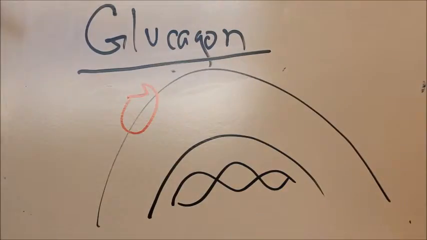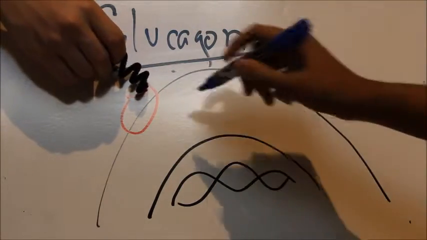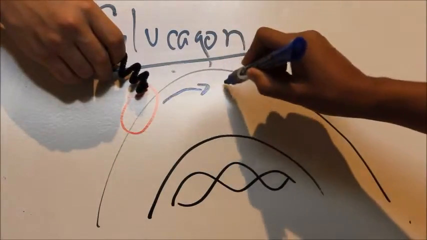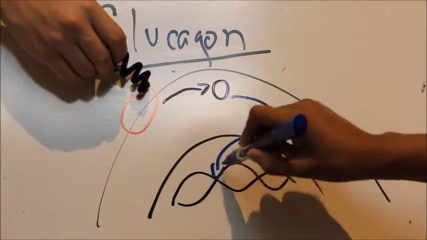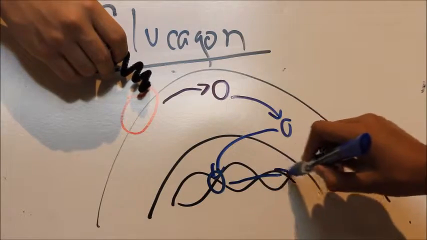Glucagon must communicate with cells in order for them to release glucose and increase bloodstream glucose levels. To do this, glucagon binds to a G protein receptor which starts a transduction signal. This reaches DNA and transcribes genes that code for proteins that release glucose.